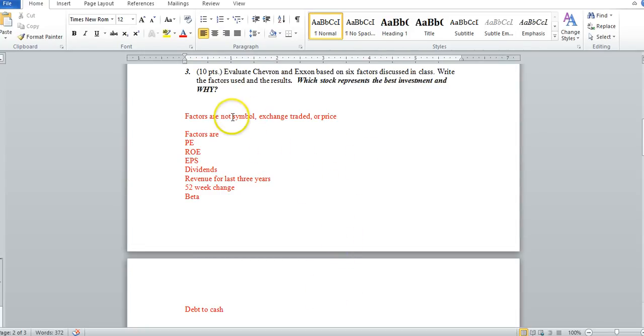So remember, don't include these as factors. You're going to have to use at least six factors, and you have plenty to choose from here. So do a good job on this because it's worth 10 points. And again, don't forget to answer this last question. Which one represents the best investment and why? Why did you feel that way?